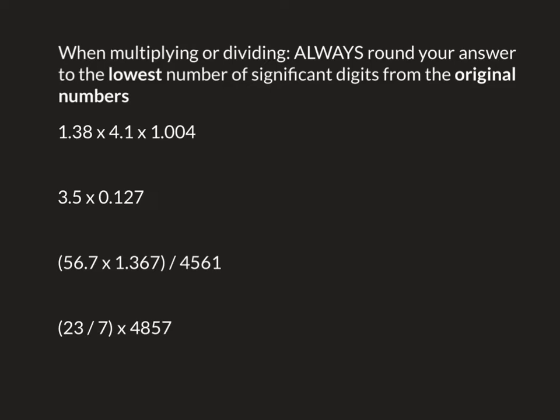Anytime you multiply or divide, it doesn't matter which one you're doing, it's the same rule. We always want to round our answer so that it has the lowest number of significant digits from the original numbers, which is a really weird sentence. I've had this in my notes for years, and I've tried to figure out ways to kind of clean up how to say it, but it is true. It's just hard to understand. But as soon as we actually start doing the math on it, it's actually really, really easy.